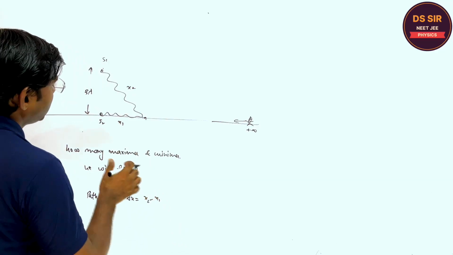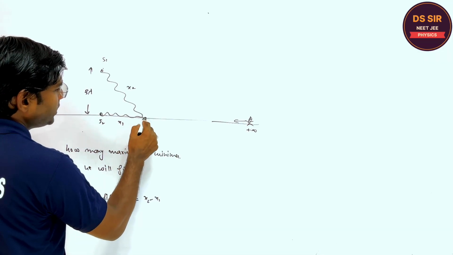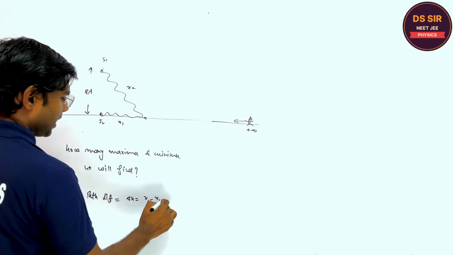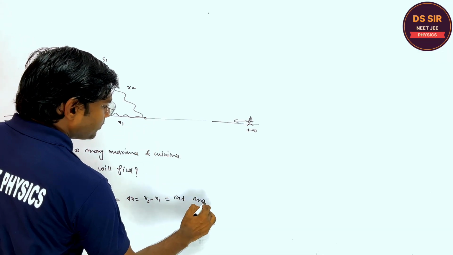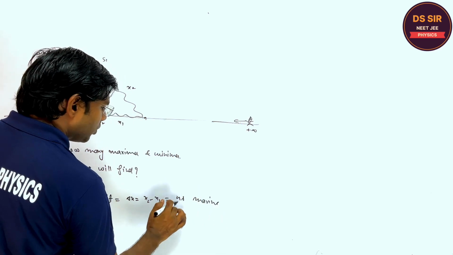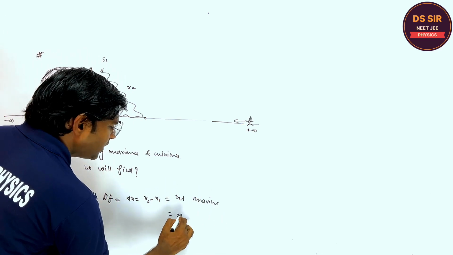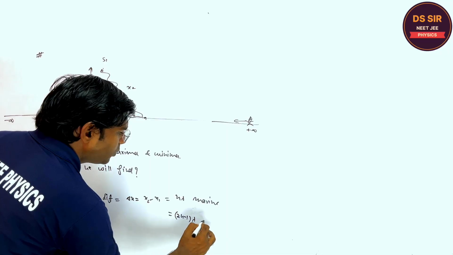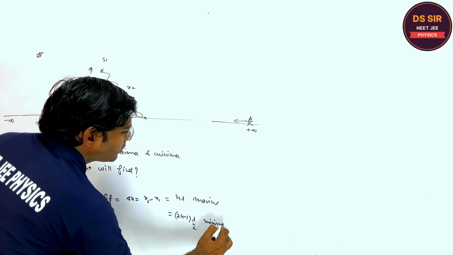This is the path difference. If this path difference at any point is equal to n lambda, then we get maxima. Are you getting it or not? And if this path difference is (2n minus 1) into lambda by 2, then we will get the minima. Are you getting it or not?